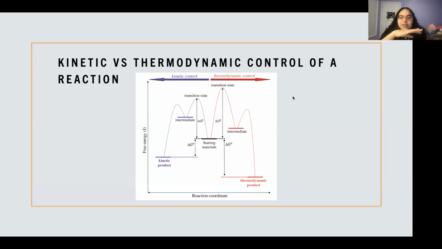So your intermediate is also kind of in between there. So that delta G double dagger, kind of like the line with the two lines across, that's the transition state energy change. So you look for a lower one of those if you're doing the kinetic product, or you have kinetic control over a reaction. And then thermodynamics would be the greater or the lower free energy of the product.